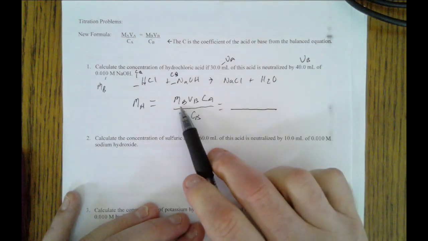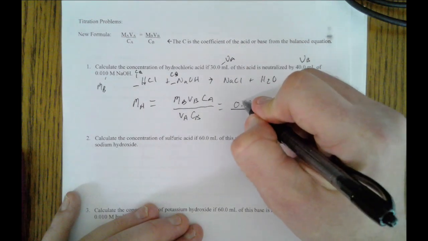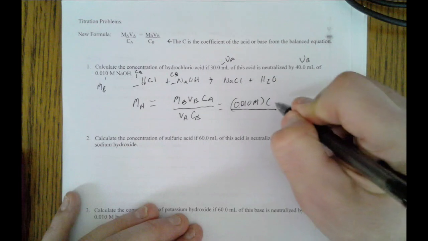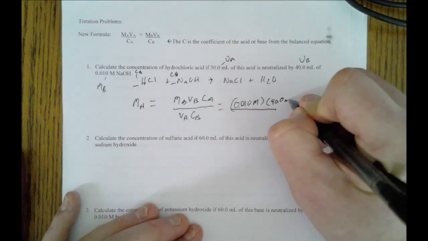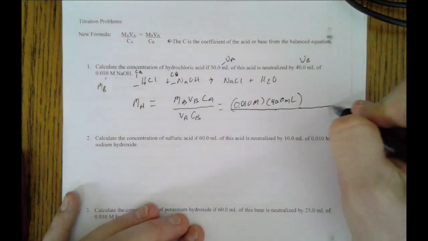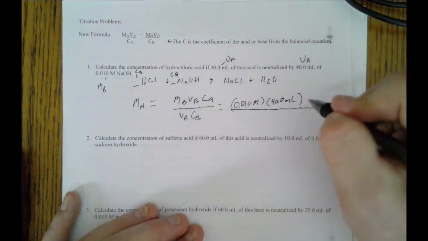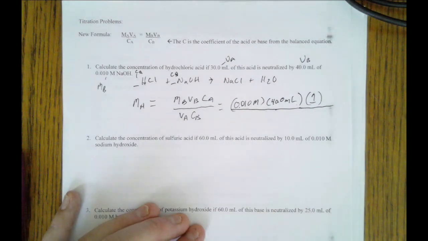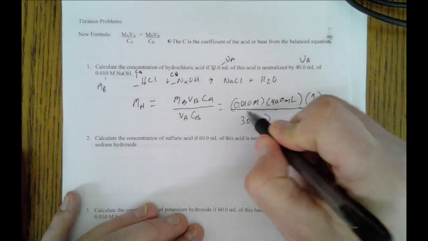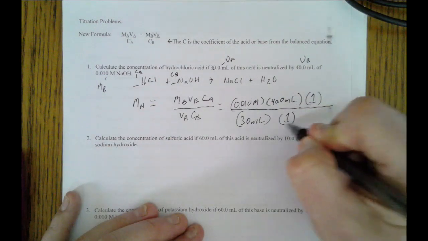The Mb, the molarity of the base, is actually 0.010 molar. The volume of the base is 40 milliliters. Since my volume of the acid is in milliliters as well, I don't have to change that. If one were in liters and the other one wasn't, then we would. The Ca, that's the 1. That's the coefficient of the acid. There are no units for that. The Va is the volume of the acid, which is the 30 milliliters. And the Cb is the coefficient of the base, which again is not a factor here.